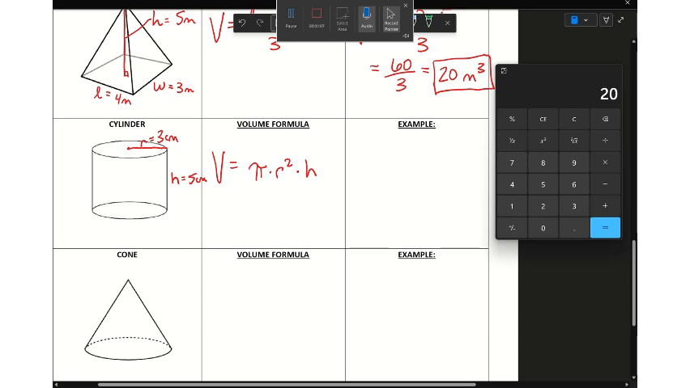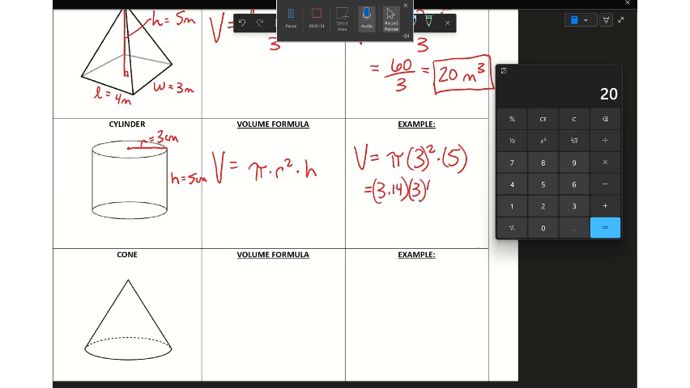So now that we know that the radius is 3 and the height is 5, the volume formula now turns into pi times 3 squared times 5. All I did was I plugged in the numbers into the letters that they are attached to. Now I'm going to rewrite this so that I can plug it into my calculator. 3.14 is what I replace pi with. 3 squared is just 3 times 3. And 5 at the end is being multiplied, aka the height.